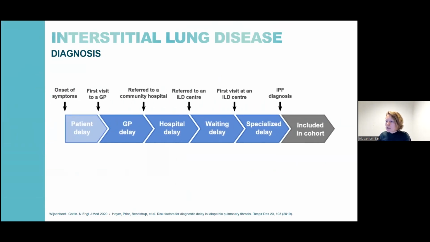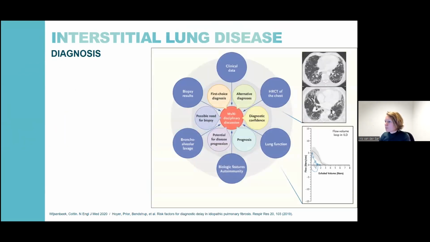But one step back to the diagnostic journey that patients go through before they receive a diagnosis. There's a lot of delay in the patient journey, as you can see here. So both patient, GP, hospital, and in specialized centers, patients need to wait. They undergo investigations, they get treatment, which might not be the correct one, because it's quite difficult to set the diagnosis. On a CT scan, you can visualize the pulmonary abnormalities, as you can see here, but it's not the only thing we need for ILD diagnosis.